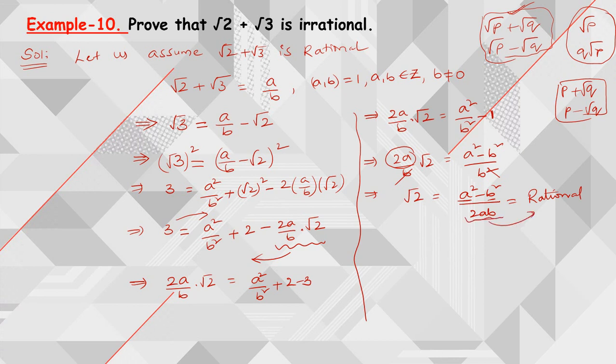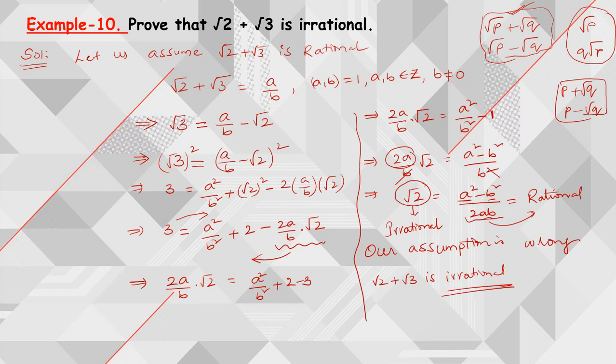So this right hand side is nothing but a rational number. But we know that root 2 is irrational. Already from the example we have discussed, root 2 is irrational. So can we say rational is equal to irrational? It is not possible. So hence we can say our assumption is wrong. From this we can say root 2 plus root 3 is irrational.